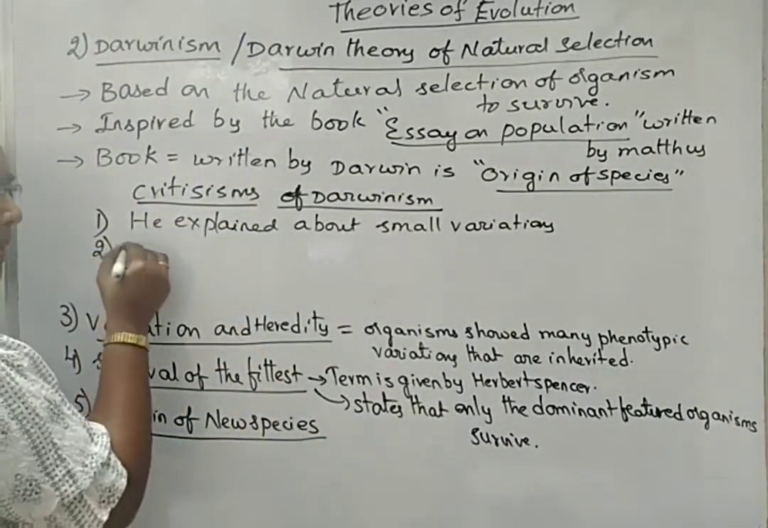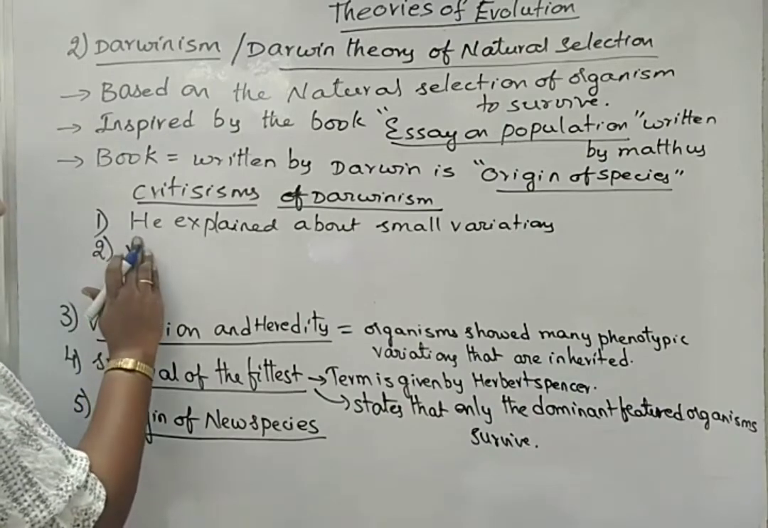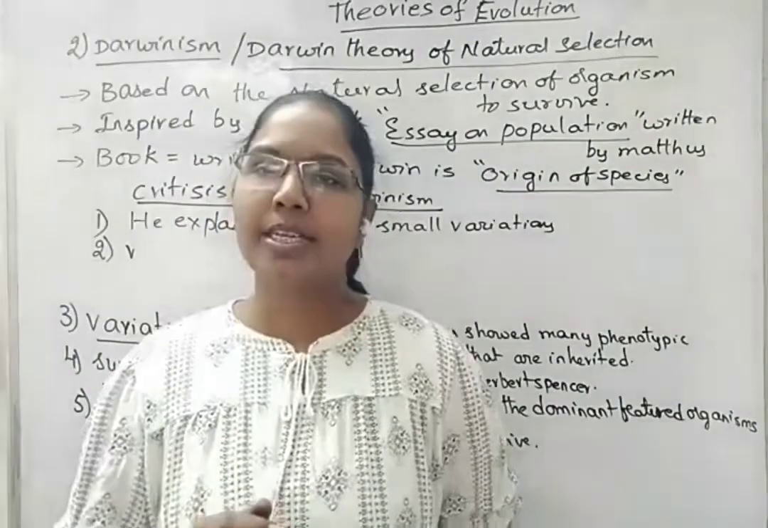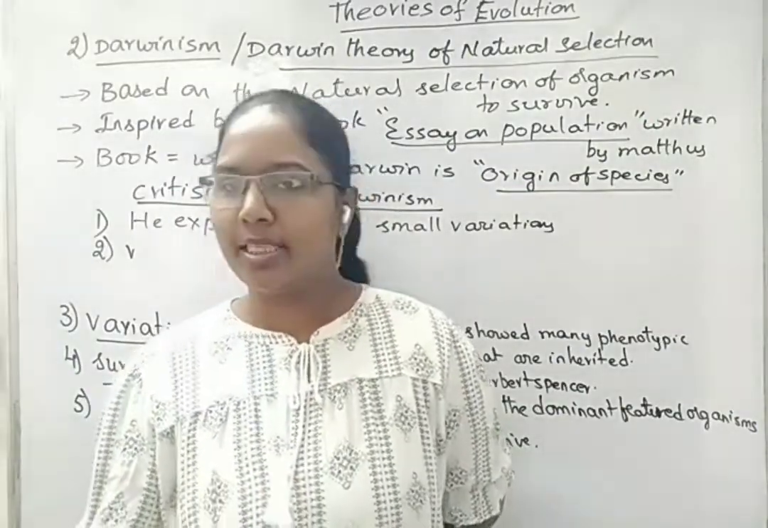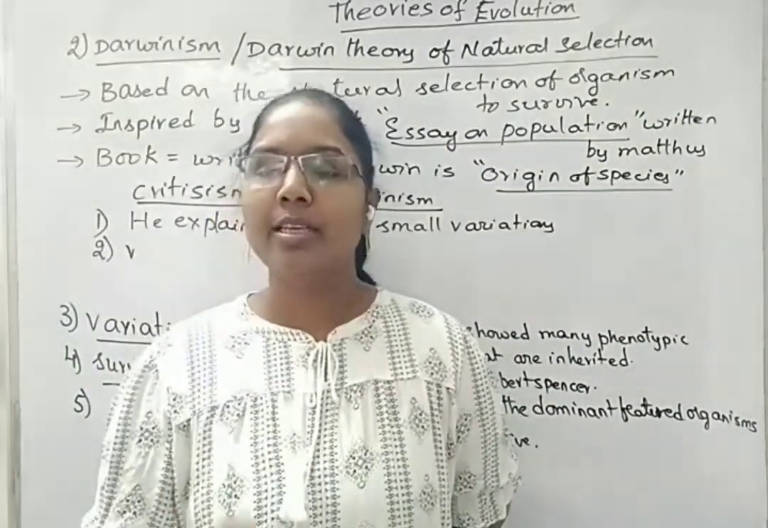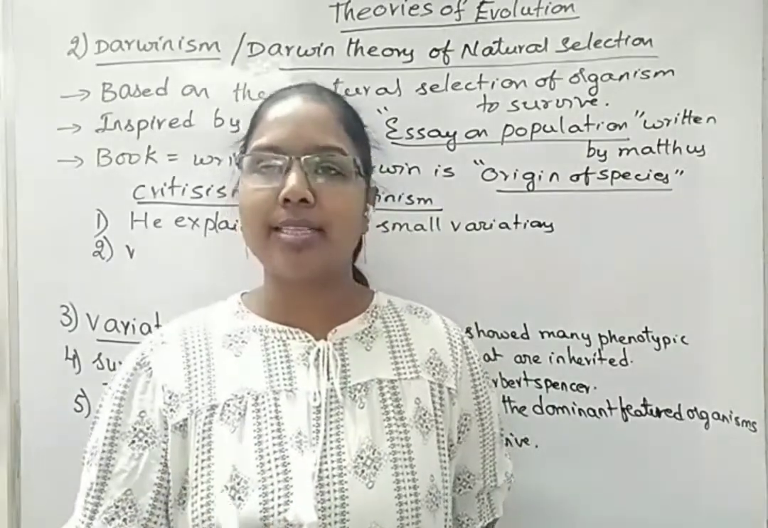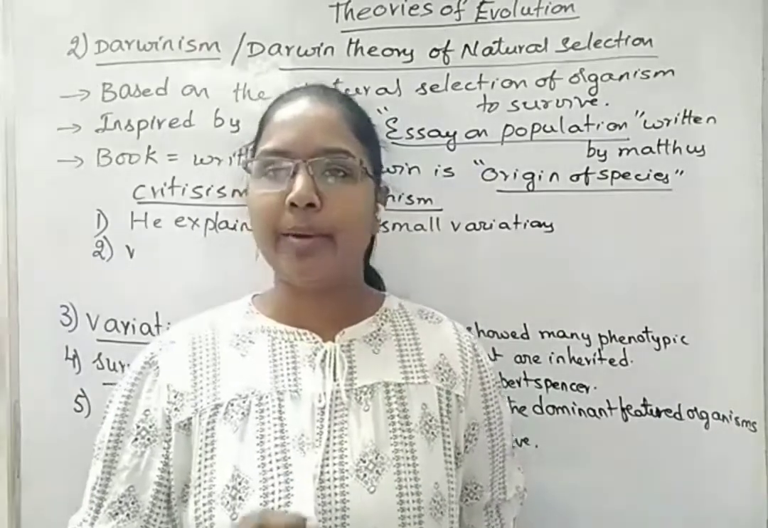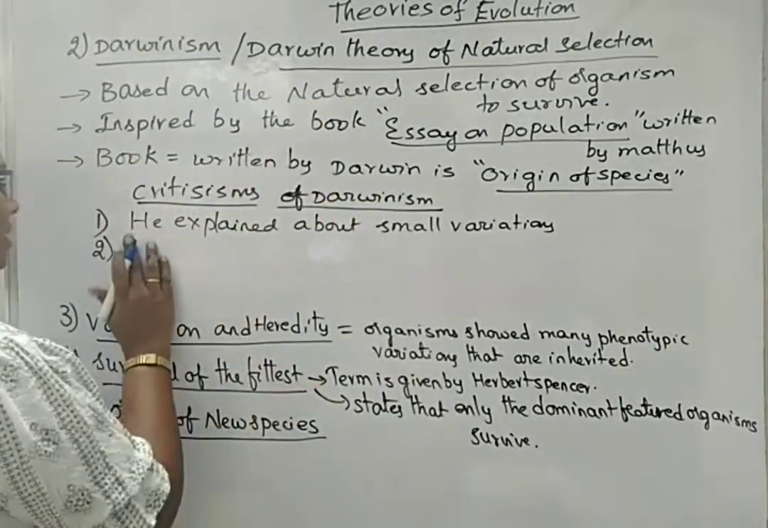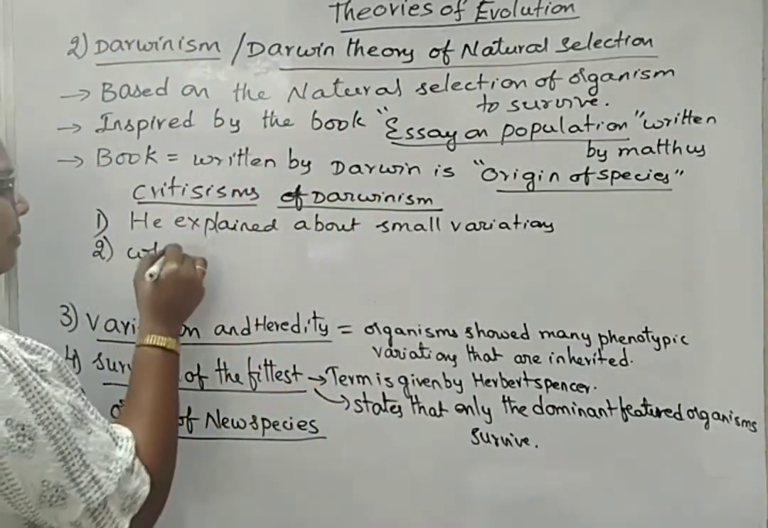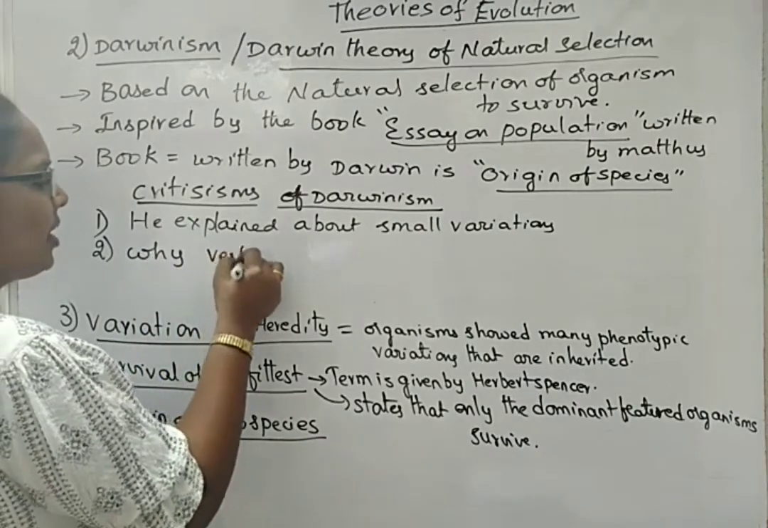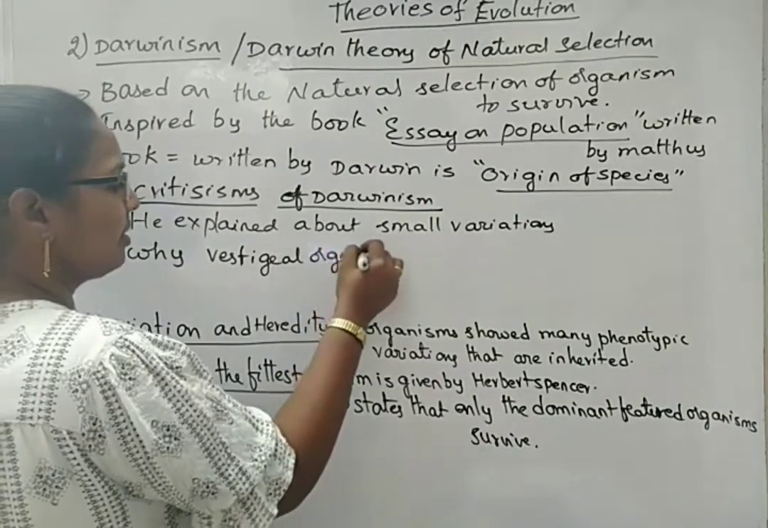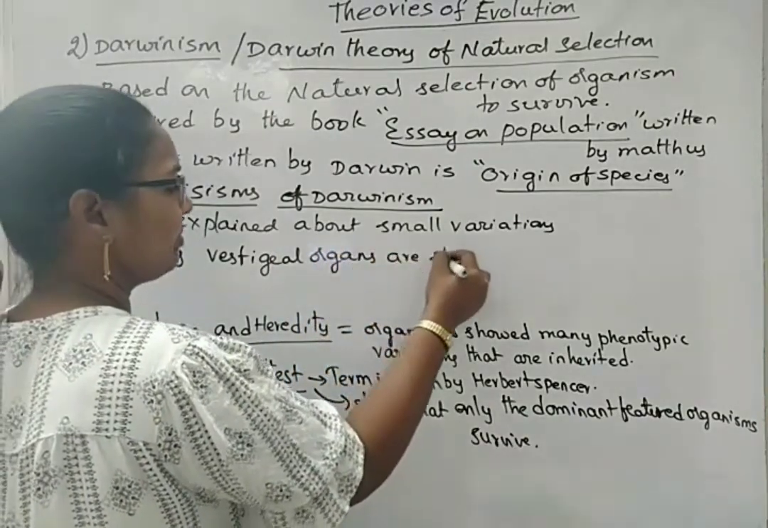Second one will be the existence of vestigial organs. As Darwin has said that the variations that are caused are inherited to the next generations and all are functional, then why the vestigial organs are existed? This is one of the question that is not explained by Darwin. Criticism is why vestigial organs are still existed.